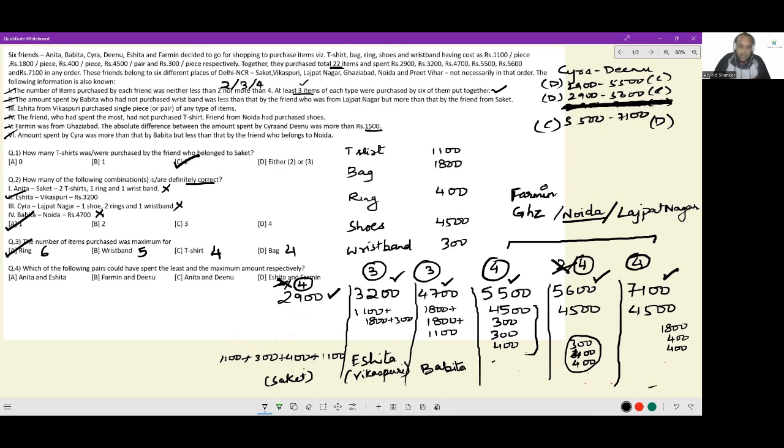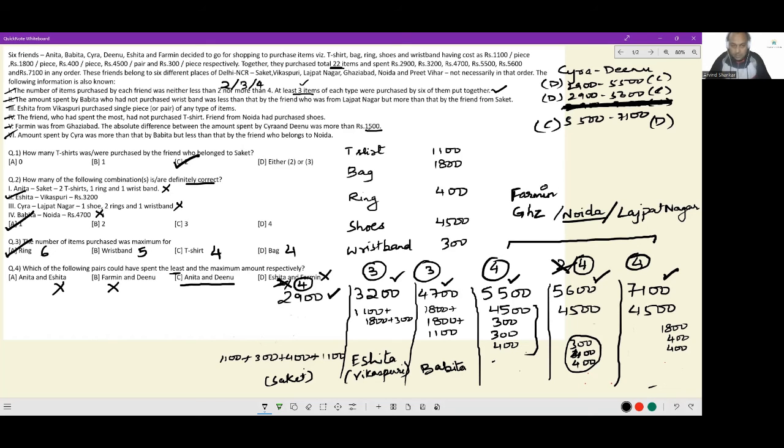And the last one. Which of the following pairs could have spent the least and the maximum amount respectively? Adita and Ishita is wrong. Ishita cannot be the lowest amount. Farmin and Dinu. Dinu coming in the last spot. Farmin coming in the first spot. Okay, least amount. Sorry. Least amount cannot be Farmin. Farmin has to be among the top three amounts. So this is gone. Anita and Dinu. Okay. Ishita and Farmin, this is also wrong. So by default, this is the only one left.